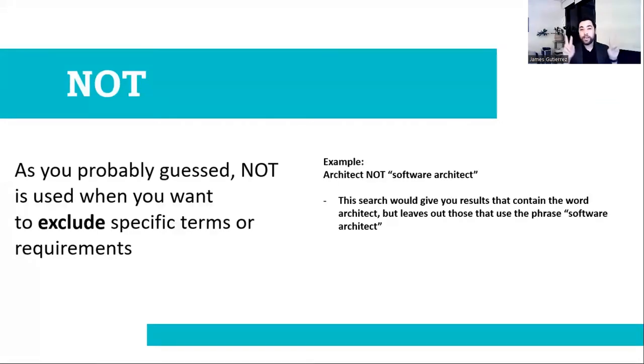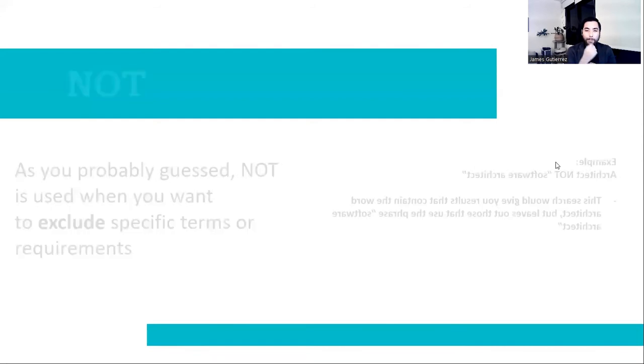Now you may notice as well we have quotation marks on software architect. We'll get to that in a minute. Focusing on not, this search here, for our example, architect, not software architect, would give you results that contain just the word architect, but would remove or omit any of the results that have that specific phrase, software architect. Going back to those quotation marks.